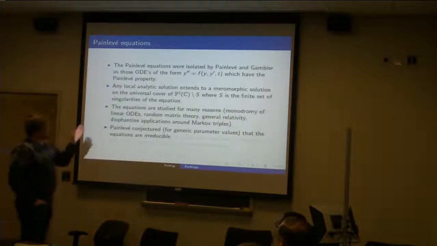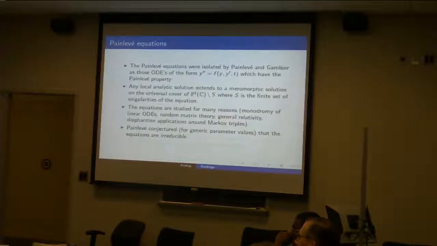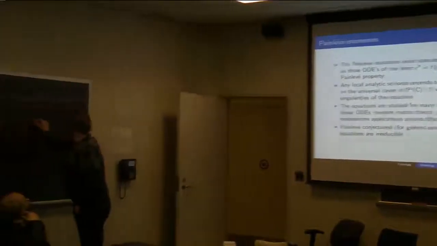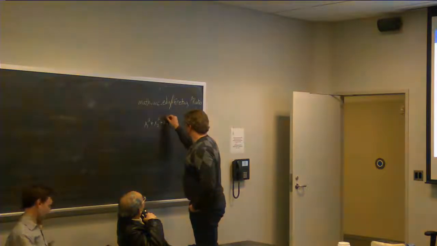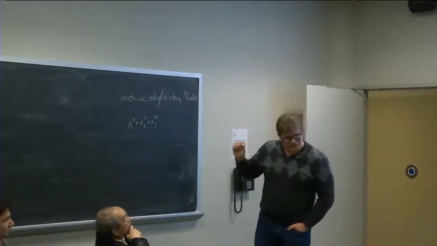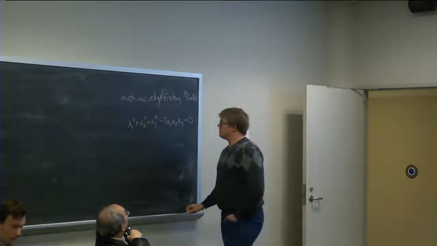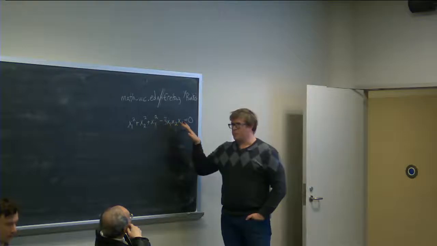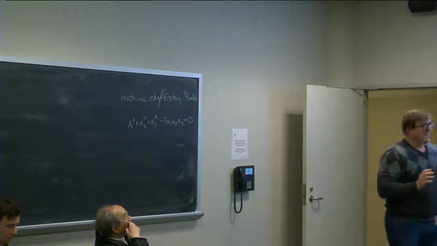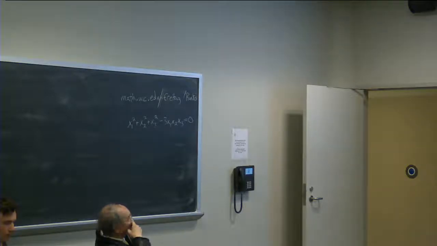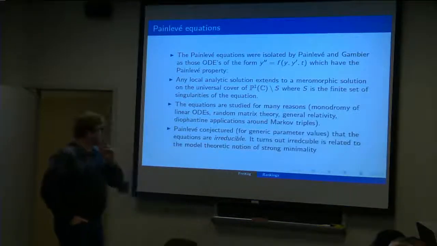Okay, so for instance, maybe you know what most of these things are. Markov triples are just integral solutions to a very particular polynomial equation in three variables. Let's see, I forget the coefficient. And somehow integer solutions to this equation are very closely tied to certain problems in Diophantine approximation. And they're also somehow very closely tied to solutions of Painlevé 6. Okay, so I won't say anything more about that, but you can look at papers of Peter Sarnak if you want to find out.